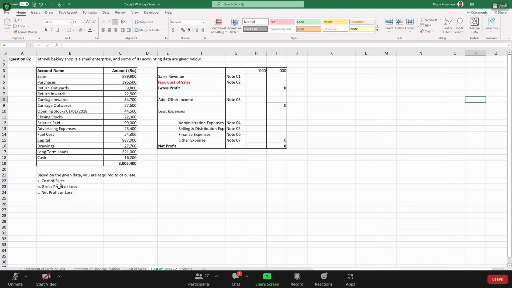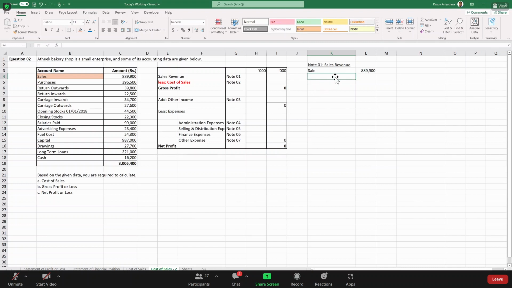Now we have to see cost of sales, gross profit, net profit. Now we have sales. Let's say sales revenue. Sales revenue is our first note, note one, sales revenue. We have sales of 889,900.